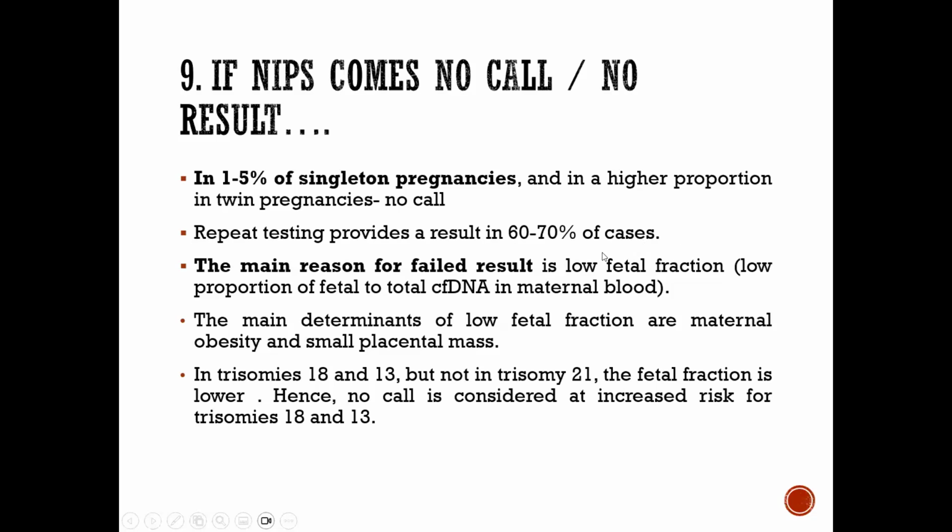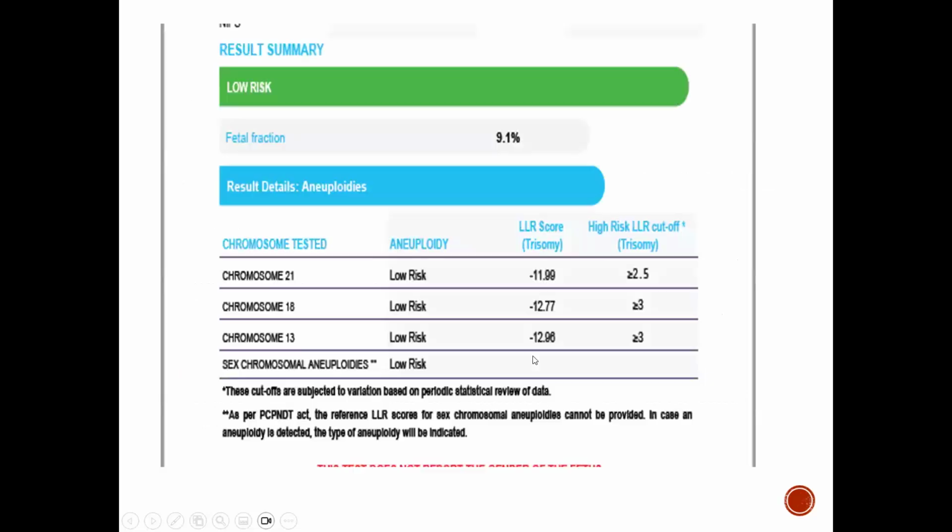The main reason for a failed NIPT is low fetal fraction, a low proportion of fetal to total cell-free DNA in maternal blood. In trisomy 18 and 13, the fetal fraction is much lower. That's why if a patient is coming with a no call report, the first option should be invasive testing, as it is considered increased risk for trisomy 18 and 13.